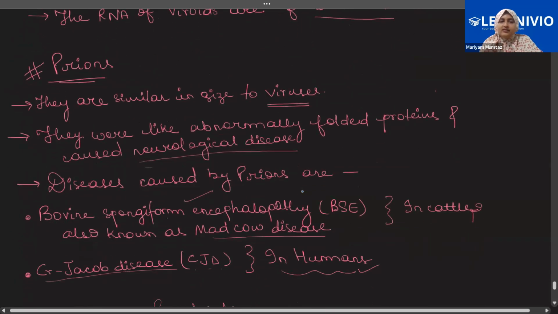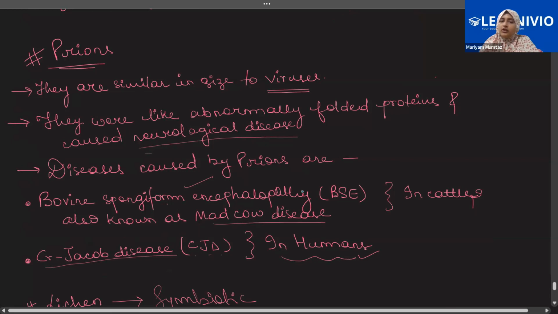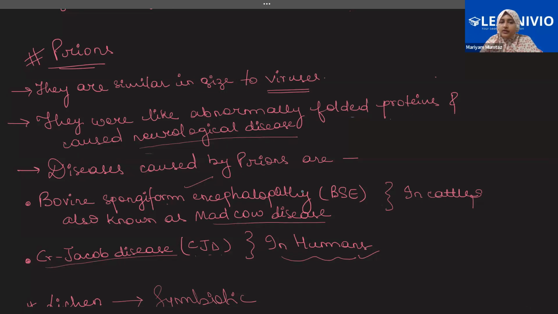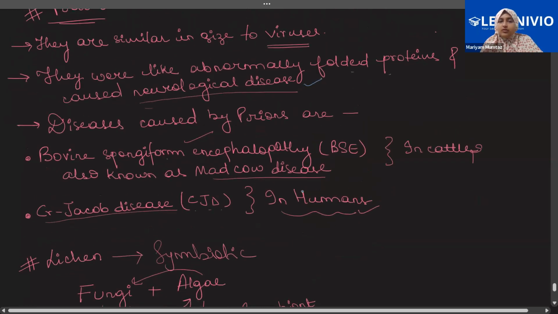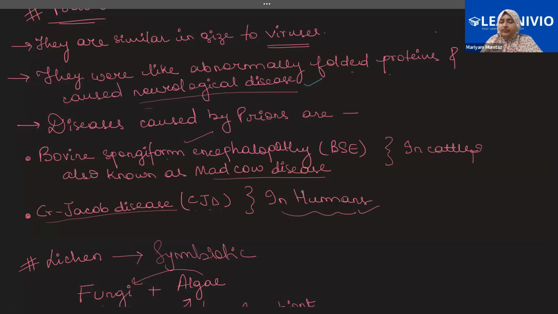Now the next group of organisms is prions. They are smaller in size than viruses. They are abnormally folded proteins and they cause neurological diseases. They are like folds of proteins and they cause diseases. The two most important diseases caused by prions are bovine spongiform encephalopathy, which is caused in cattle and is also known as mad cow disease. Again, it is a disorder related to the brain, that is, a neurological disorder. So BSE, that is bovine spongiform encephalopathy.